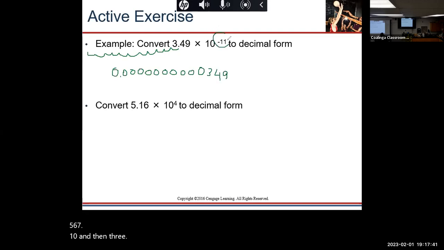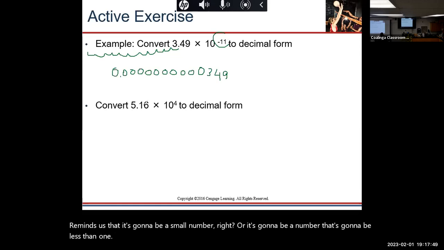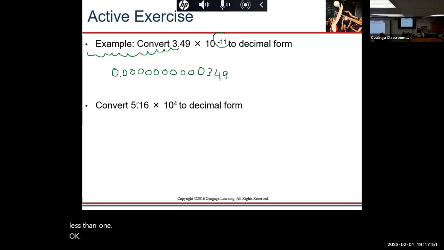And again, that negative reminds us that it's going to be a small number, or a number that's going to be less than that. And then in this case, what am I going to do? Second. Convert 5.16 times 10 to the fourth to decimal form.